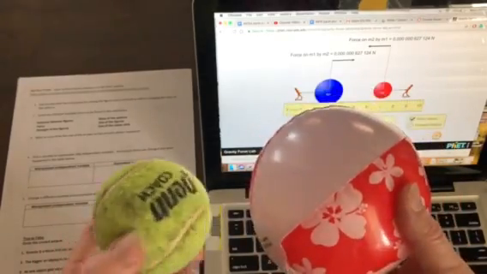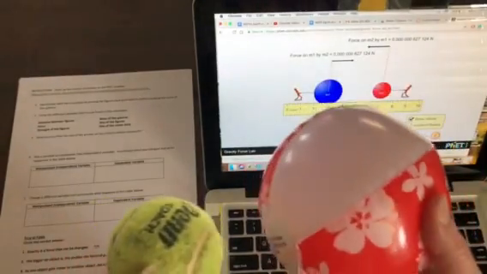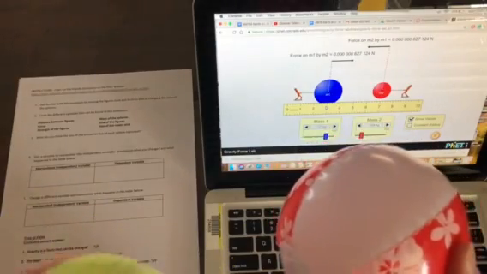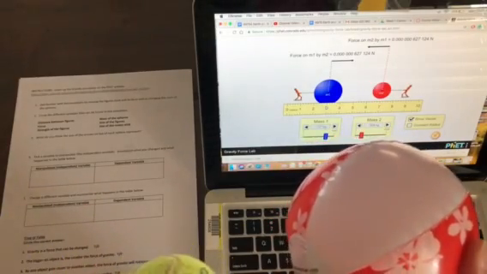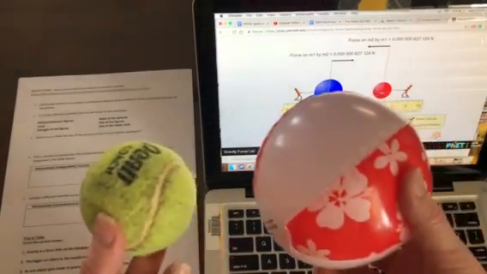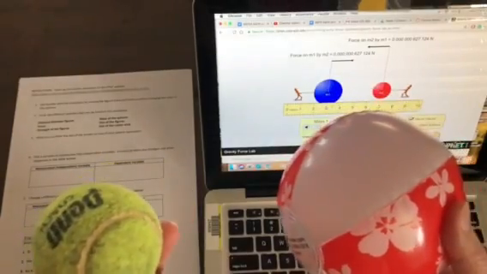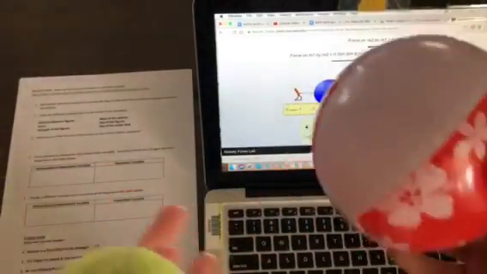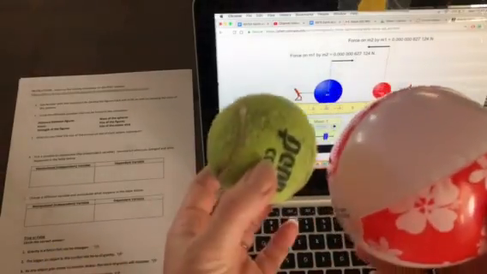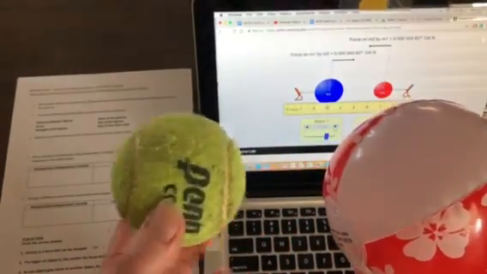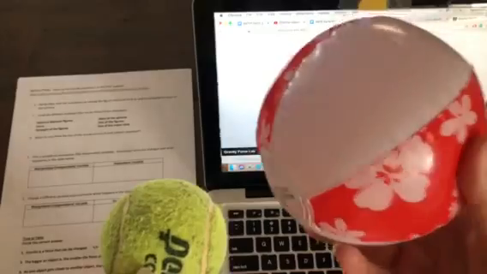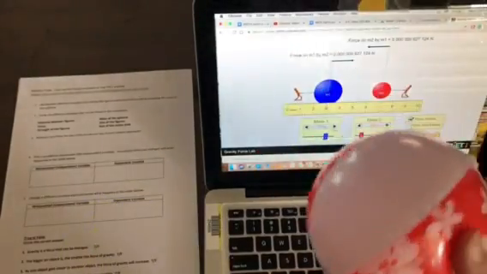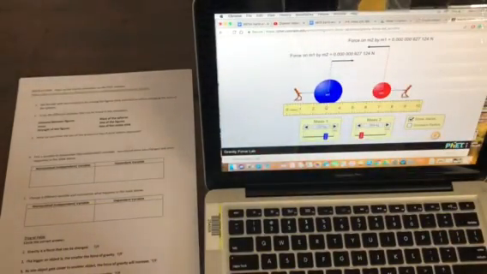And every object actually has gravity. You have gravity, your pencil has gravity, your paper has gravity, but the gravity amount is so small because it's such a small object that we don't suck things to us or to each other. But this tennis ball is going to have more gravity than this tiny beach ball because it has more mass. Okay.